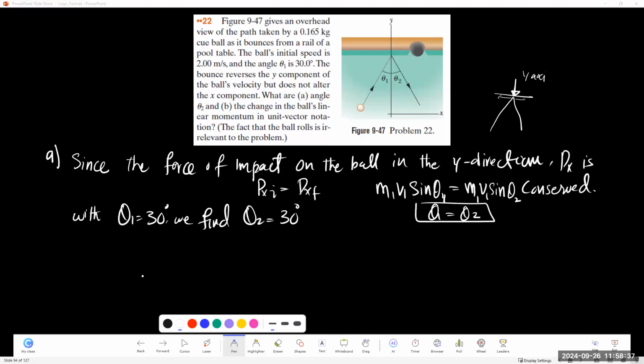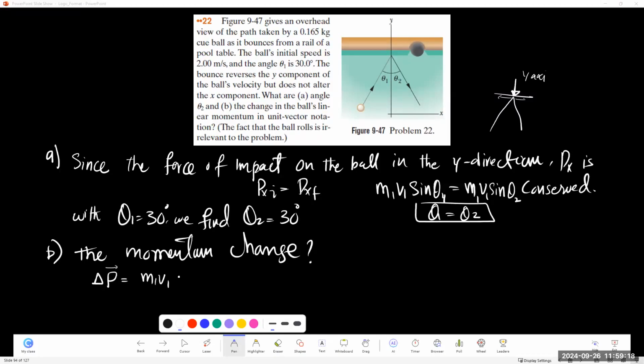Part B of this case: we need to find the momentum change. Delta P, the momentum change, equals the final momentum minus the initial momentum. The initial and final momenta along the x-axis are equal, so they cancel out each other, and I don't really need to write the x-axis momentum. So I'm going to write m1 v1.